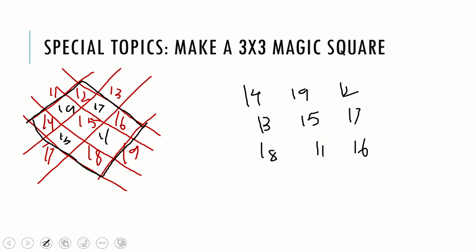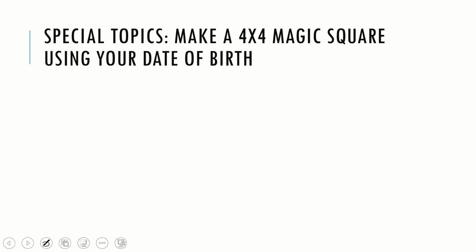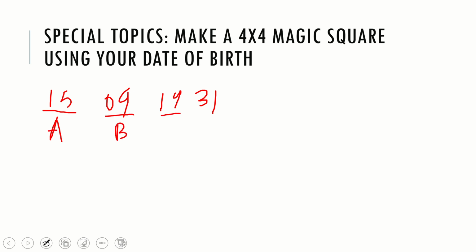For a 4 by 4 matrix, we don't have a trick like this, but we have a special condition to make a 4 by 4 matrix. You can use the birthday also. So I'm going to use the 4 by 4 matrix here. In the last lecture I gave one homework on APJ Abdul Kalam's birth date, which is 15 September 1931. So this 1931 I am splitting in two parts. Now consider 15 as A, 9 as B, 19 as C, and 31 as D.